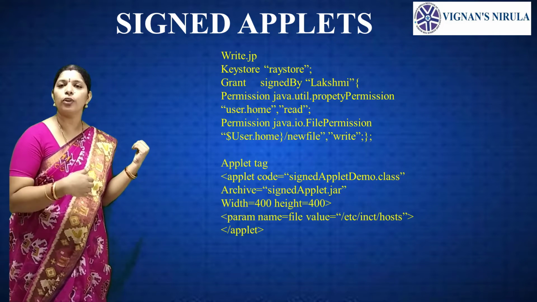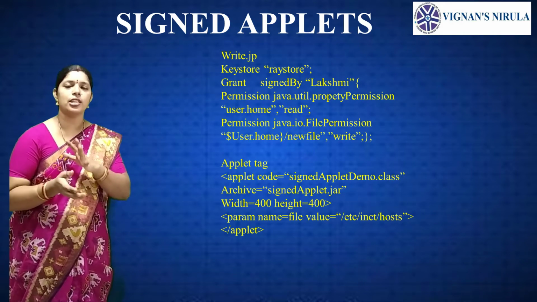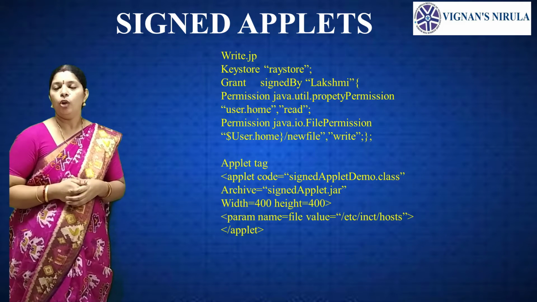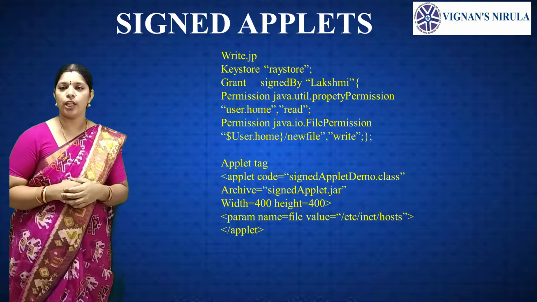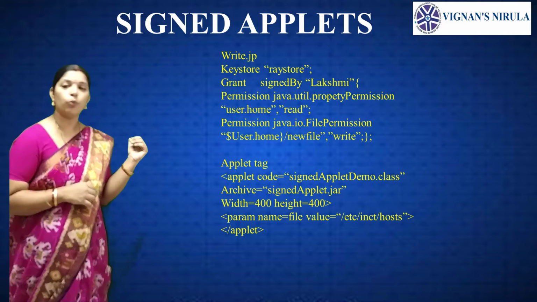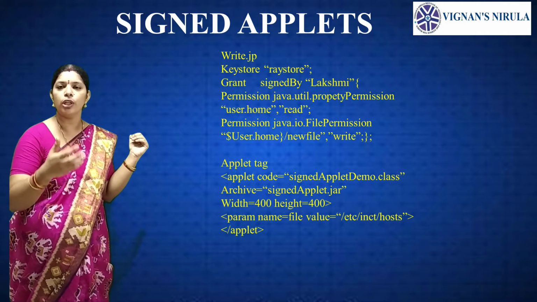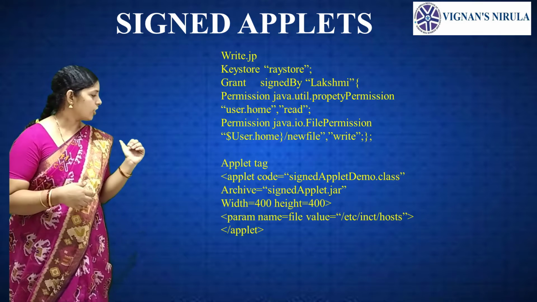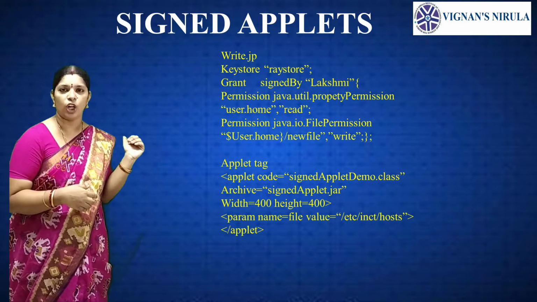Next one, we are creating one applet tag. In the applet tag, we are inserting the applet code. What is the .java file we are creating? That is the SignedAppletDemo.class. Next one, we are giving the archive. So where are we getting the jar file? So archive equals SignedApplet.jar.